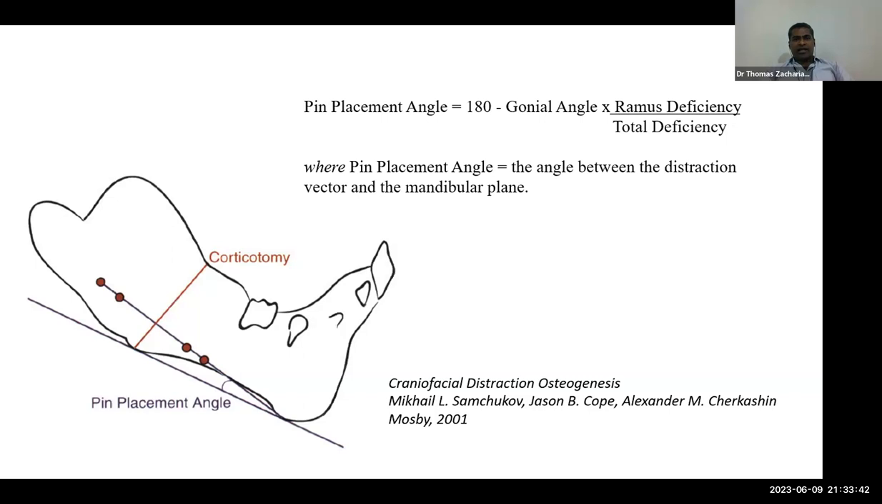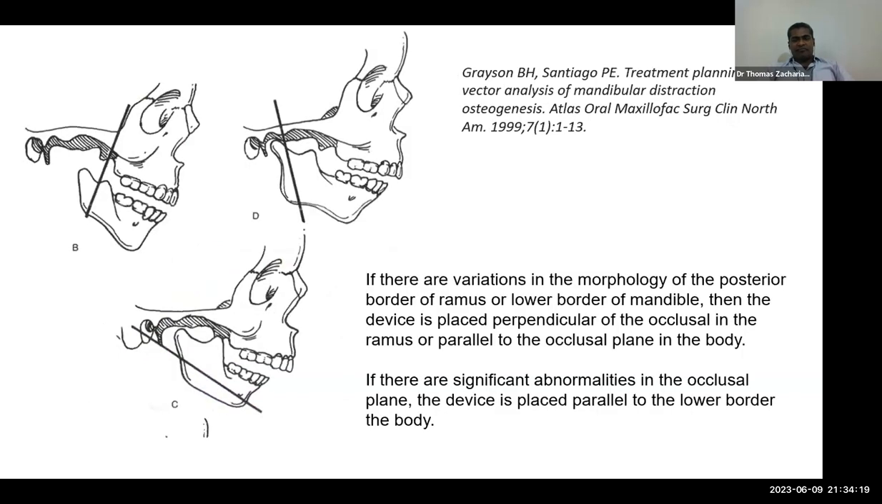Here you can calculate the pin placement angle. It is given as 180 minus gonial angle into the ramus deficiency over total deficiency, where the pin placement angle equals the angle between the distraction vector and the mandibular plane. You can see that the corticotomy is done here, and this is the angulation of the distractor device. So the angle between distractor vector and the mandibular plane, and this is the formula given by Samchukov. It's a little complicated, but to make it very simple, I'll just show you a couple of pictures.